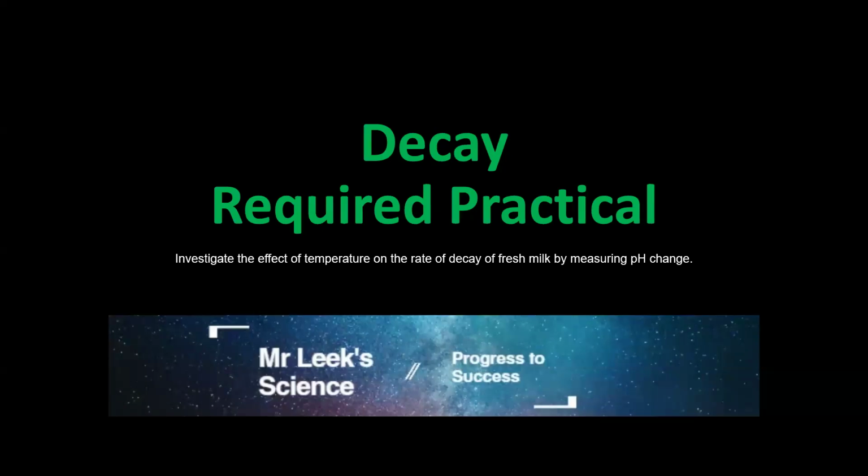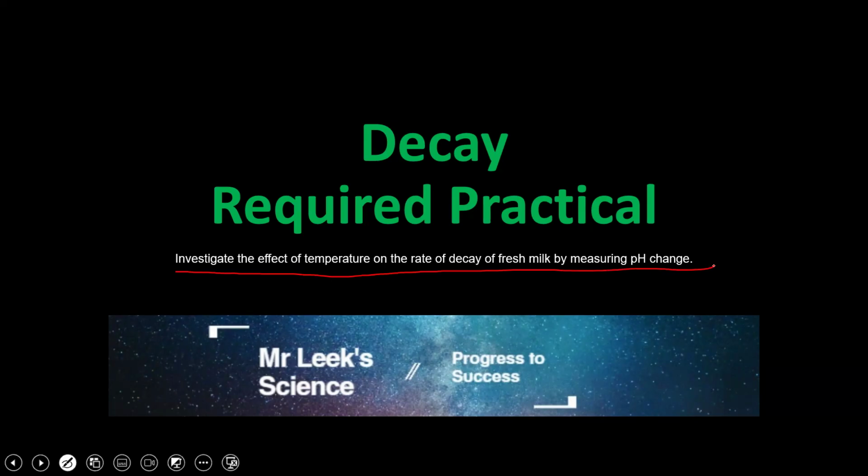Right. Decay, required practical. So what I'm going to do is give you a minute, maybe 2 minutes. And what I want is the full method for the decay required practical. I've written on the screen there: investigate the effect of temperature on the rate of decay of fresh milk by measuring the pH change. For this one, I want numbers. I want to know the chemicals that are involved, and I want to know why.